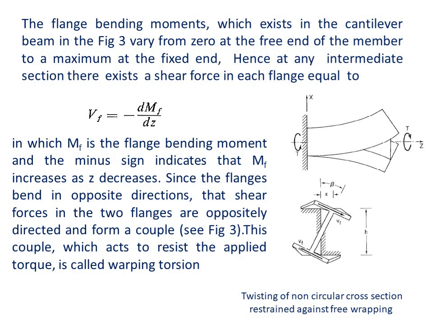For example, at the free end you can see L, and as L decreases the moment gets larger. Since the flanges bend in opposite directions, the shear forces in the two flanges are oppositely directed and form a couple. This couple, which acts to resist the applied torque, is called warping torsion. Here you can see the warping torsion in the figure. At the fixed end you can see the I section, and at the free end, the twisting of a non-circular cross section restrained against free warping.